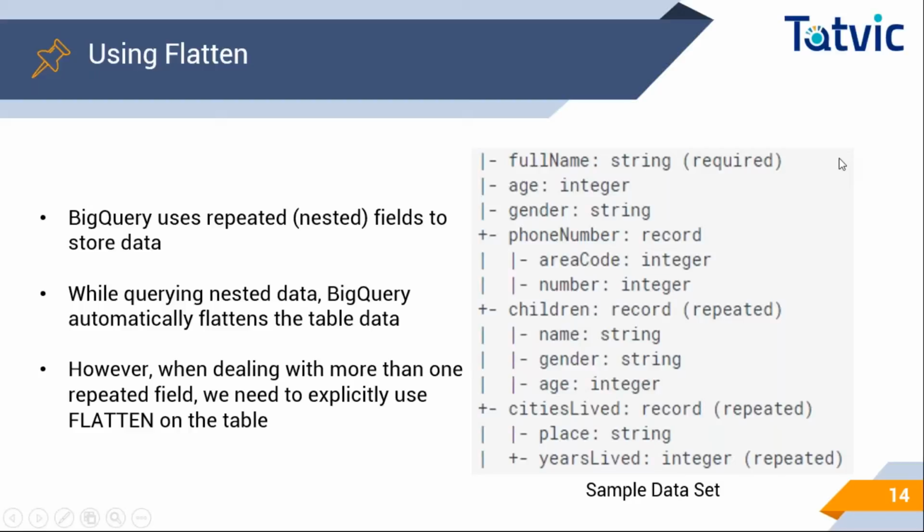Let's say you have a sample data set wherein I have my full name, my age, and gender. These three are the flat fields, but then I have three different nested fields, namely phone number, children, and cities. Let's say I might have a couple of children, and I have one name, gender, and age for one child, and for the other I have a different name, gender, and age. And I might have lived in 5 different cities, so I have place and years lived for those cities. So this is the kind of data that BigQuery stores when we talk about nested data, right?